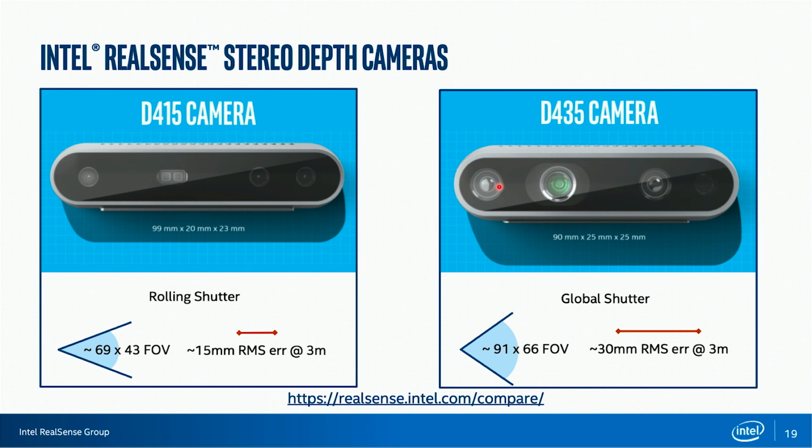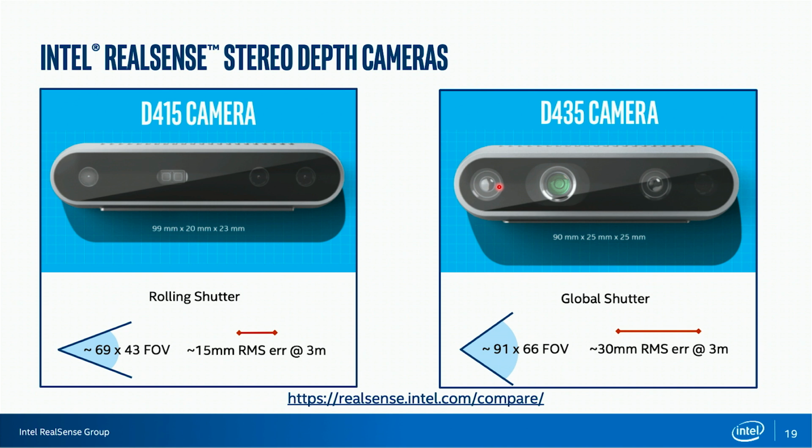What is the difference between them? The 435 has a wider field of view, and for stereo systems, there's a trade-off between field of view and accuracy, as can be seen below. So for this project, the 435 was chosen for its wide field of view to be able to detect obstacles when moving around corners, for example. For other projects, such as reconstruction or scanning, you would probably prefer the accuracy from the 415. And there's a more detailed comparison under this URL with the table.